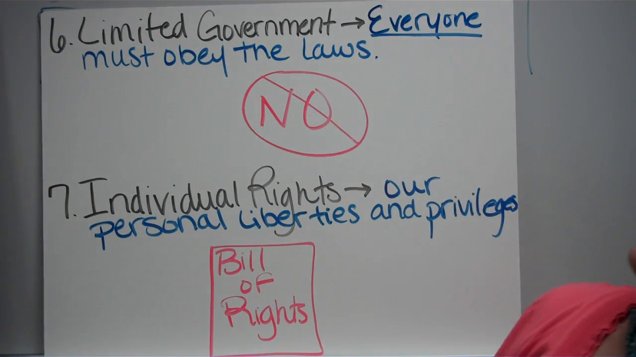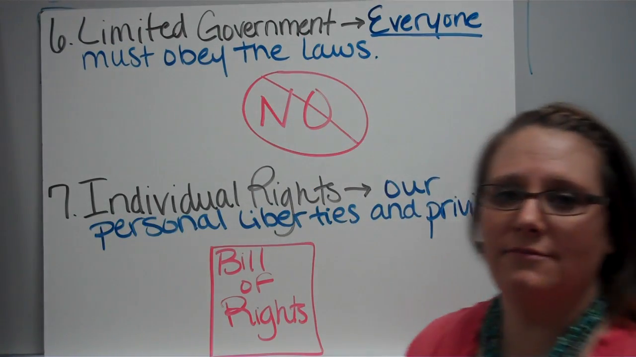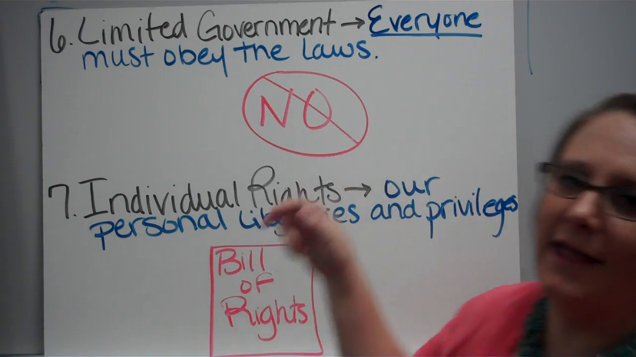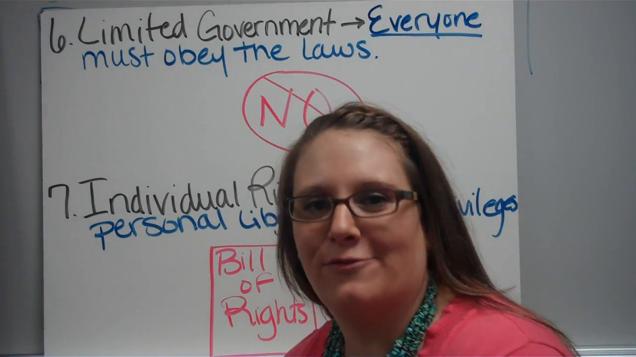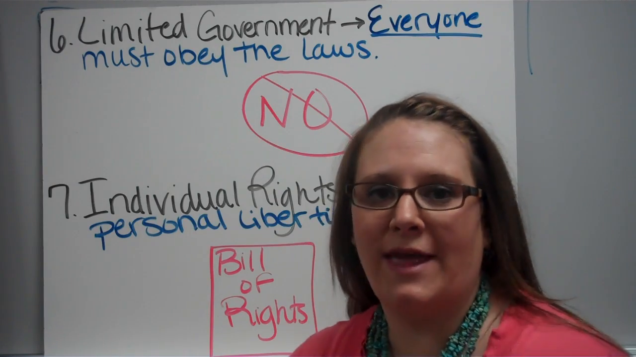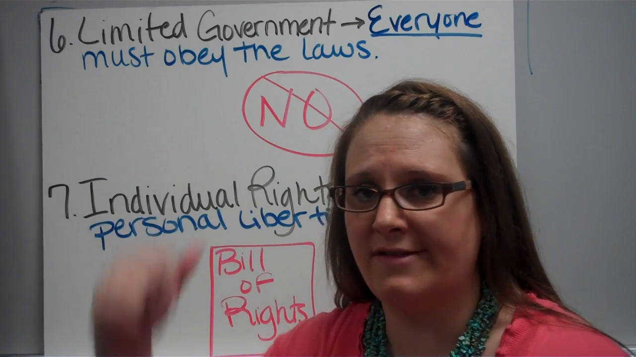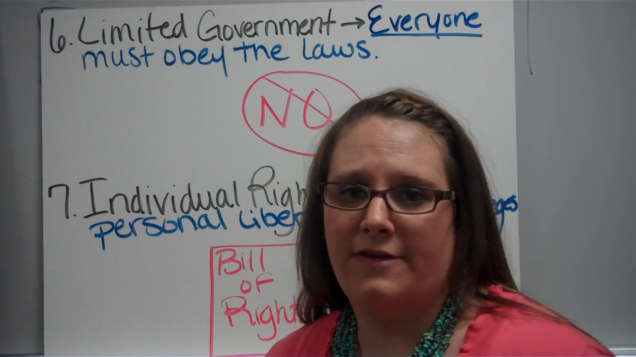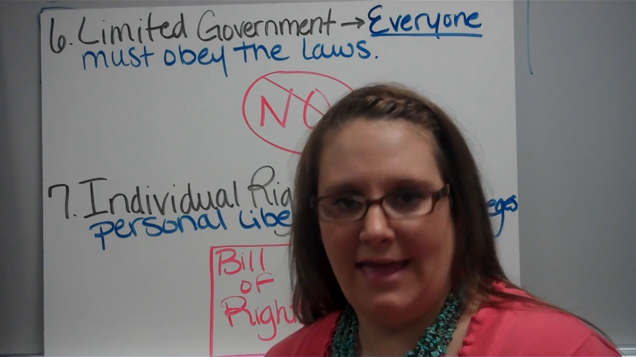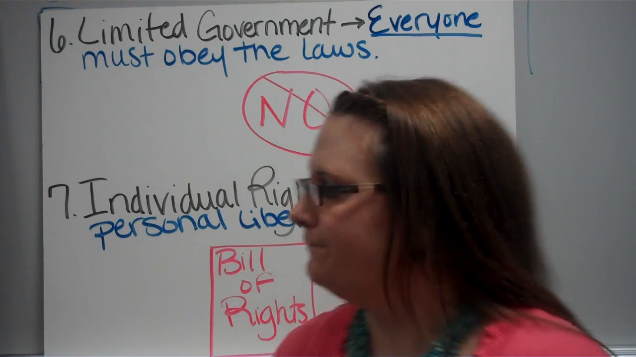Okay, the sixth principle is limited government. This simply means that everyone must obey the laws. And since I'm not an artist, the best way for me to illustrate that was with a no sign. You see those, no smoking, no diving, that type of thing. But everyone from the top, the president, to your grandma, have to follow the same laws. That keeps anyone from becoming a tyrant like King George had become when the American colonies were under British control.